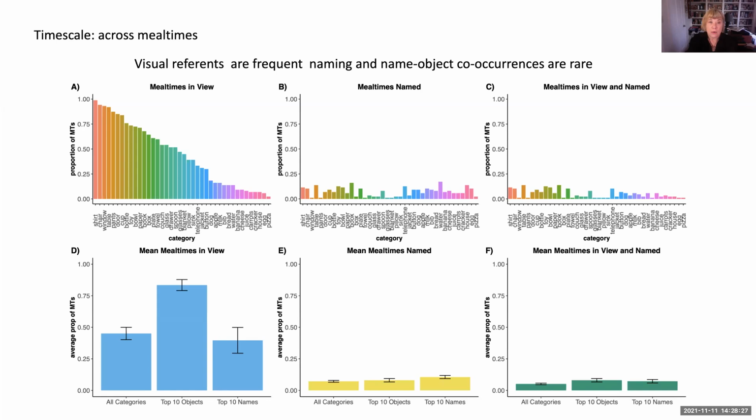So the first results are about the time scales across meal times. The top is shown the histogram of the proportion of the 87 meal times in which these objects were in view at all. And we use very liberal. If it was there, even for a bit, we call it there, okay? And so those are the histograms, all ordered by the frequency of the visual information for the proportion of meal times in which the referent was visually available, for the portion of meal times in which the referent was named, and for the proportion of meal times in which the referent was viewed and named, okay?